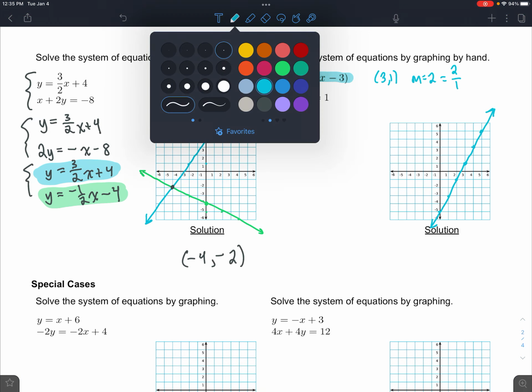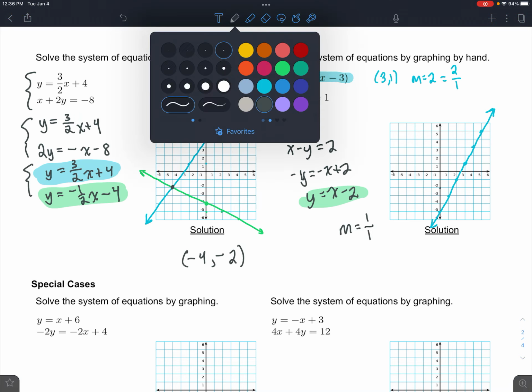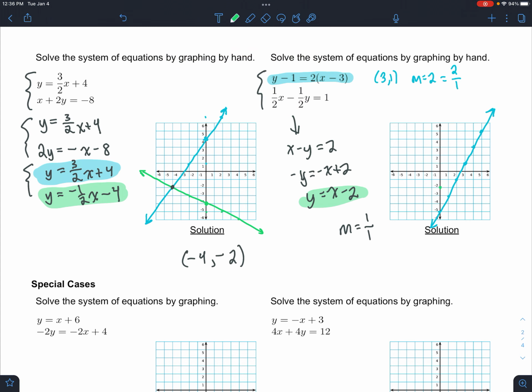I'm going to multiply both sides by 2. And I'm going to move the x over. And then I'm going to divide by -1. So this will be my green line. And I'll just go ahead and go -2 and then up 1 over 1. The slope is 1 over 1. So it is just a nice up 1 over 1, up 1 over 1, up 1 over 1.